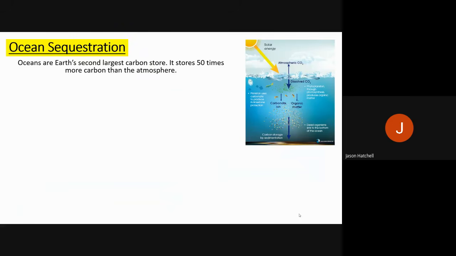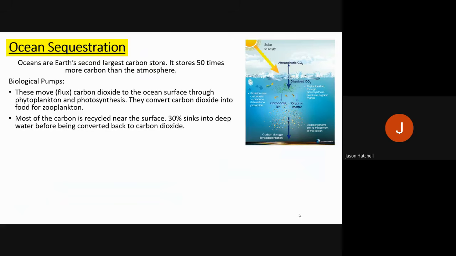Now, one of the important aspects of EQ1 of this topic is to look at ocean sequestration. Oceans are really, really important as a carbon store. They are the Earth's second largest carbon store, and they store up to 50 times more carbon than the atmosphere itself. And we have what's called a biological pump in the ocean.